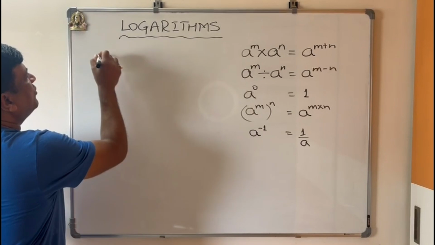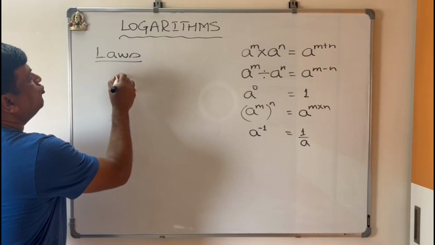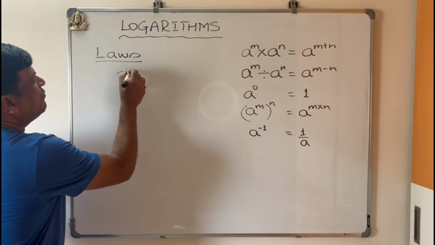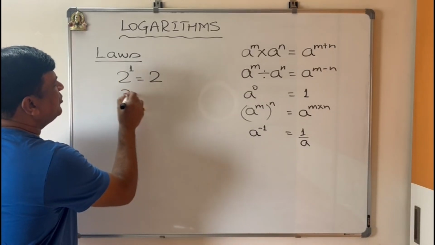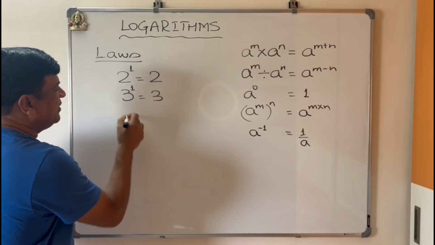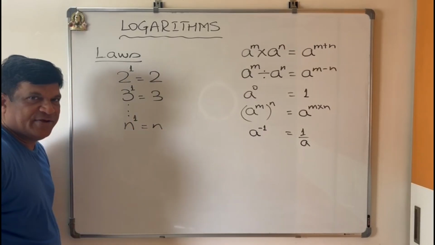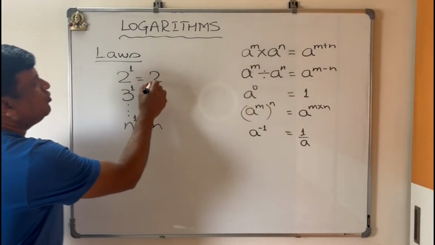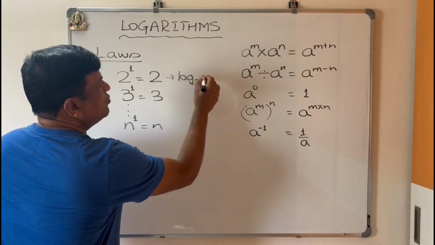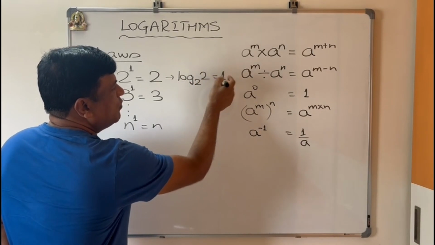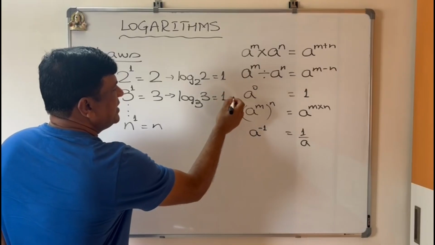Now, before going to the laws, let me show you one more thing so that this becomes easier. Now, 2 to the power 1, in terms of exponents, is 2, right? Similarly, 3 to the power 1 is equal to 3. And what did we learn? If I want to convert this one into log, how can I write it? Log 2 of 2 will be equal to 1. Look at it. Similarly, this one, log 3 of 3 will be equal to 1.